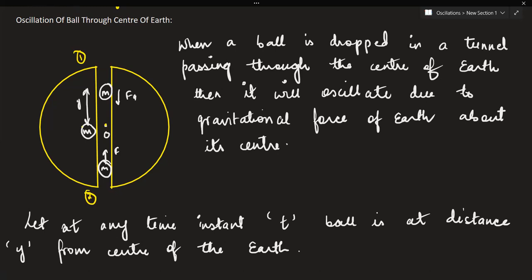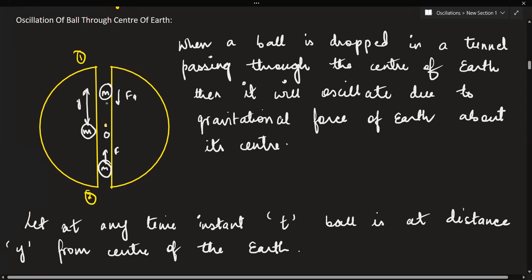Now see why this happens. Inside the Earth, only the inner sphere of that radius will exert gravitational force. When the body is over here, the center of the Earth will be pulling it towards itself because of the gravitational force, so it will move down. Once it moves down, the center of Earth will again pull it towards itself, then it will go up. So this up and down movement results in oscillatory motion. When a ball is dropped in a tunnel passing through the center of Earth, it will oscillate due to the gravitational force of Earth about its center, moving up and down.